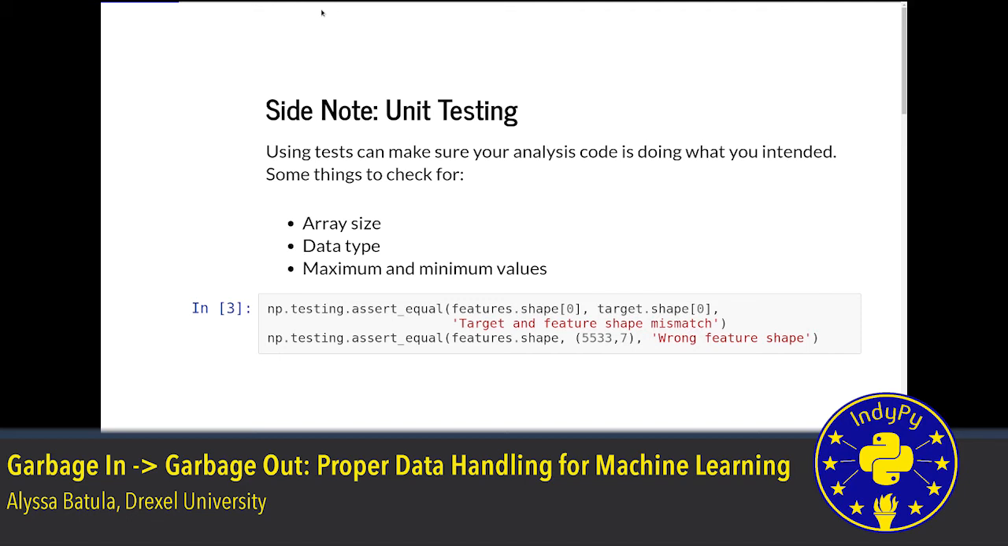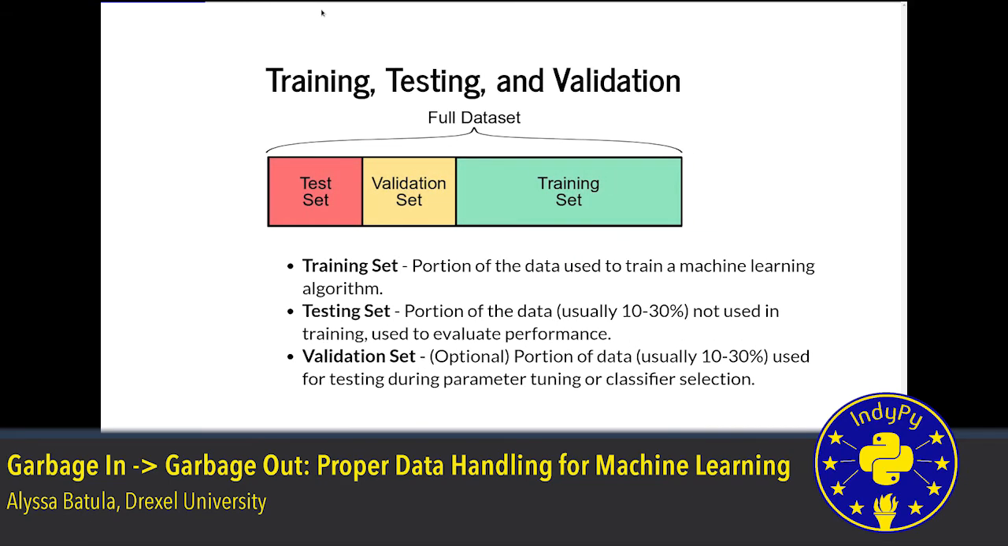So training, testing, and validation sets. This is a way of dividing up your data to try and get a good idea of not just getting an algorithm, but how well is this going to work? So first you have a training set, and this is typically the largest portion of your data, and this is what you use to train the algorithm. You give it to your neural network or your support vector machine and say, learn from this.